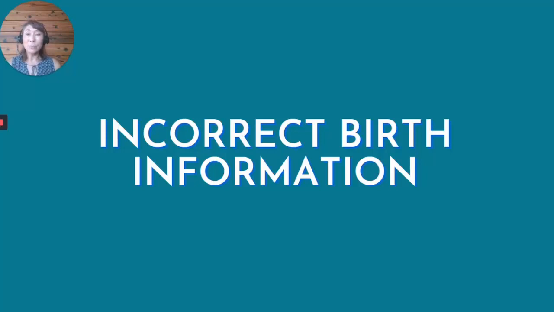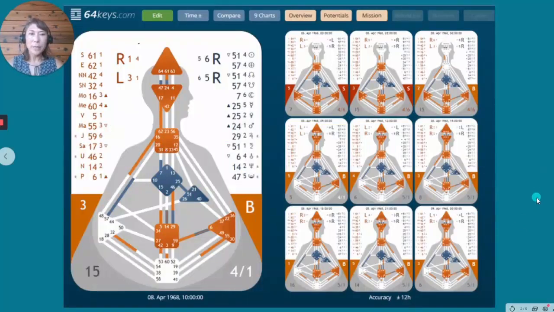And a lot of times we can at least do a general reading of your type, strategy, and authority if we can narrow down the approximate time. But there are times when, especially if you're going deeper into your design, or if there are a lot of changes with your design, where you really need to have your correct birth time down to the minute or maybe even the second.